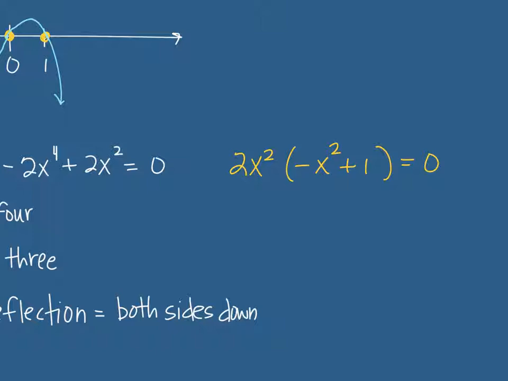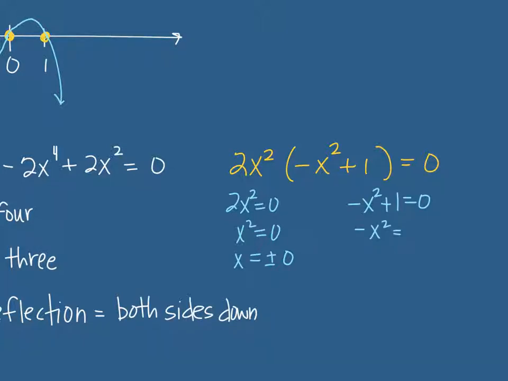We're going to set each of those equal to 0. So we'll set 2x squared equal to 0. That means x squared equals 0. What's x equal to? Plus or minus 0. Okay, so now you have a double. There's your first double. Okay, on the other one, we'll set negative x squared plus 1 equals 0.